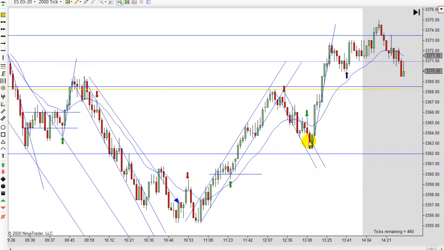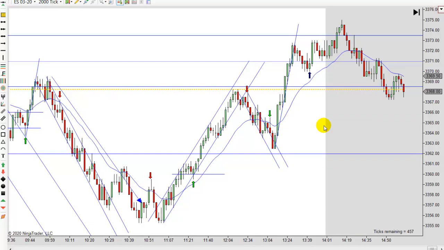Again, it's not a perfect setup, but there's enough reason there. It's a double top below the EMA. Nice bearish bar. It's right into that low, and there is some previous support there. And I'm just not crazy about it, but I'll give it the green.